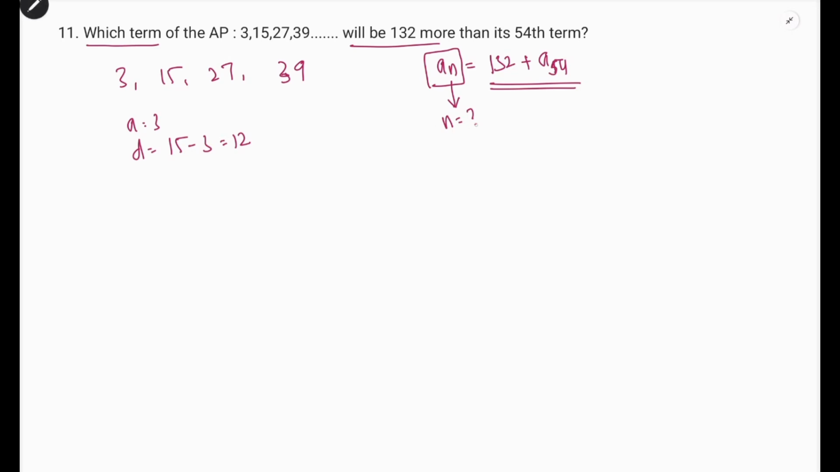Here we should not find what term it is. We should not find an. We should find n. Which term it is? We have to find n.